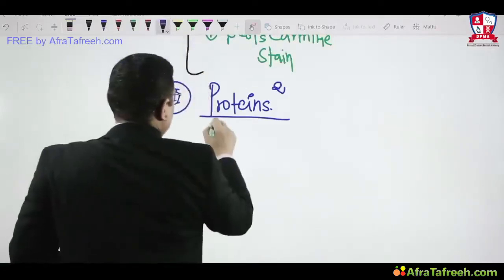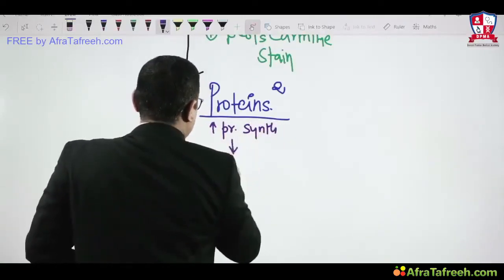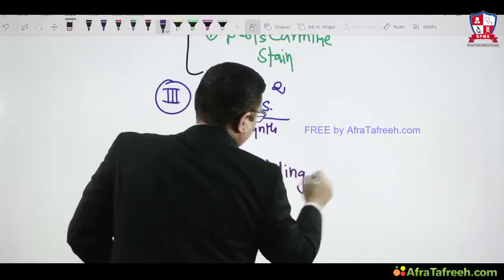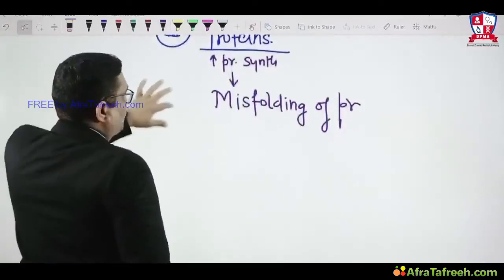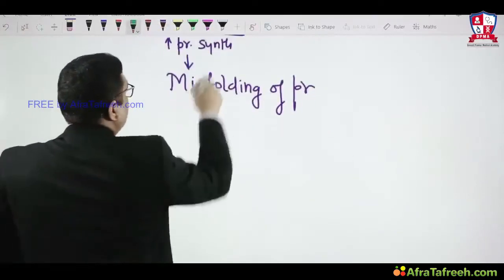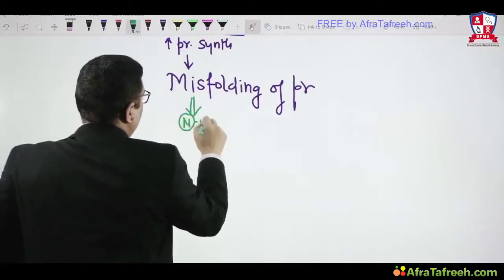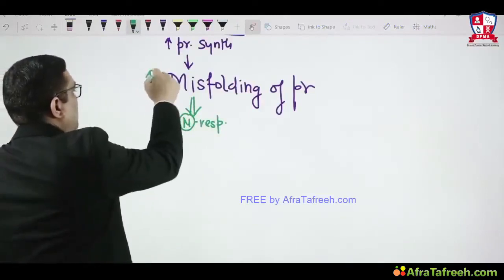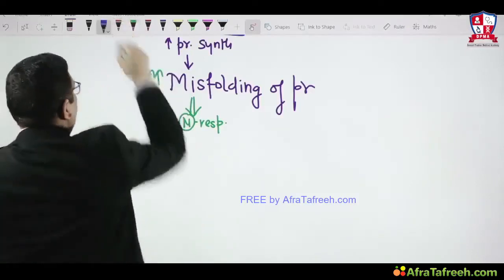Whenever there is excessive protein formation or excessive protein synthesis, this will lead to increased misfolding of the protein. Because of excessive protein, there will be misfolding of the protein, and when misfolding is going on, what will be the normal response? First I will tell you what the normal response to the excessive misfolding of protein in our human cells is. The normal response will be the unfolded protein response.